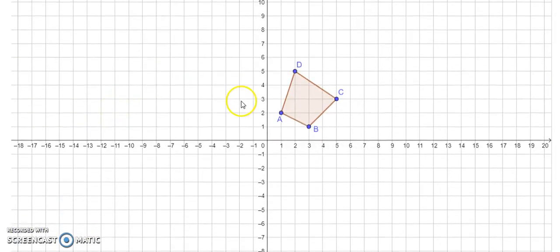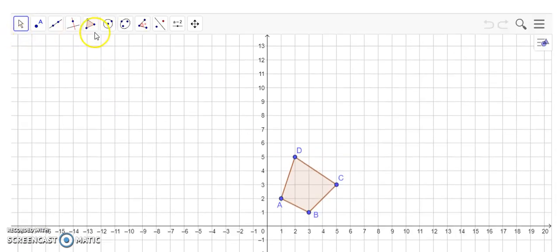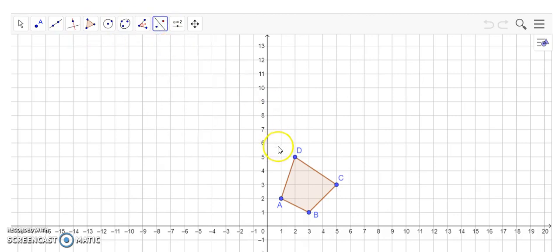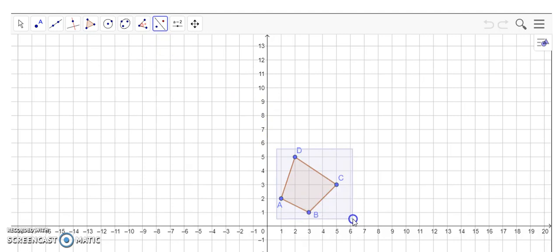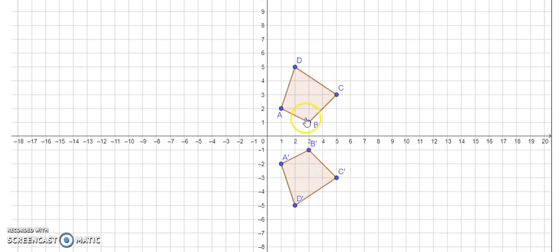Okay, so I'm going to come down here, and I need to have my icons up here, so it's the third to last icon. You can see reflect about line. I'm going to highlight my object, and then I'm going to click on the x-axis. And I can see it's all down here, so I just need to scroll my screen down to see what's happening. So here I see it's reflected about the x-axis, and I'm going to try to figure out what's going on.